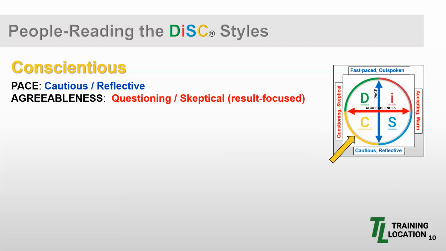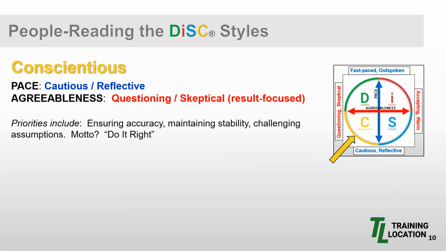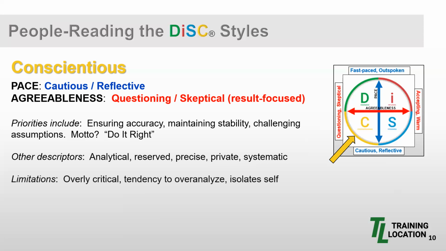Their priorities include ensuring accuracy, maintaining stability, challenging assumptions, and if they had a motto, it'd be do it right. Other descriptors, analytical, reserved, precise, private, systematic. If there's any limitations to a C, they can become or be perceived as overly critical, may have a tendency to overanalyze, and can even isolate themselves.